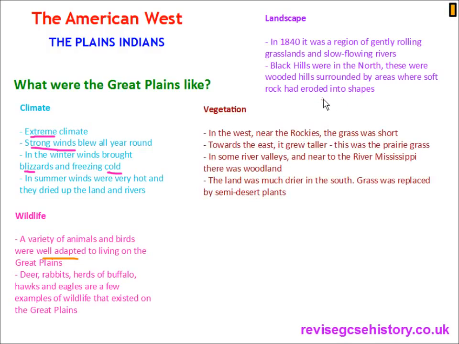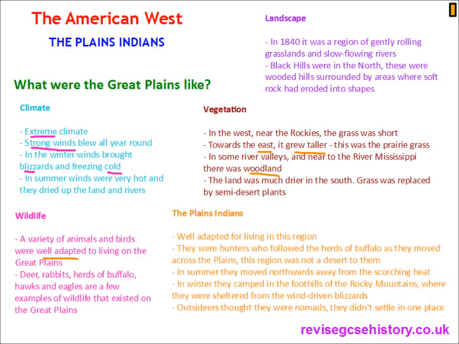Vegetation. In the west, near the Rocky Mountains, or the Rockies, the grass was short. Towards the east, it grew taller, and this was called the prairie grass. In some river valleys and near the Mississippi River, there was woodland. This was quite scarce. The land was much drier in the south of the Great Plains, and the grass was replaced by semi-desert plants. That's part of the reason why it's called the Great American Desert.